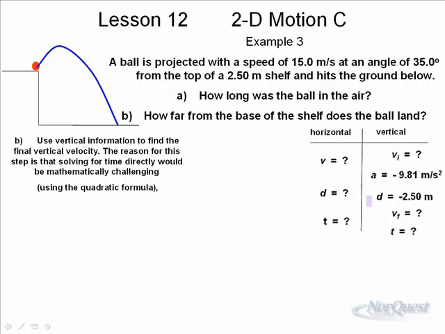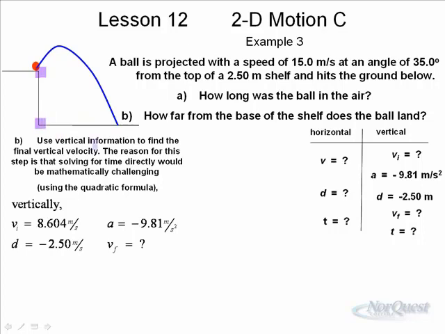So what we do is vertically, we say, okay, the initial vertical velocity is 8.604. We know that the acceleration is negative 9.81, and we know that from the point of release to the point where it hits the ground, vertically it's gone down 2.5 meters. So we know that the vertical displacement is 2.5 meters. Now this is a little typo here, just please be patient with us. That should be negative 2.50 meters, not meters per second. So a little mistake there.